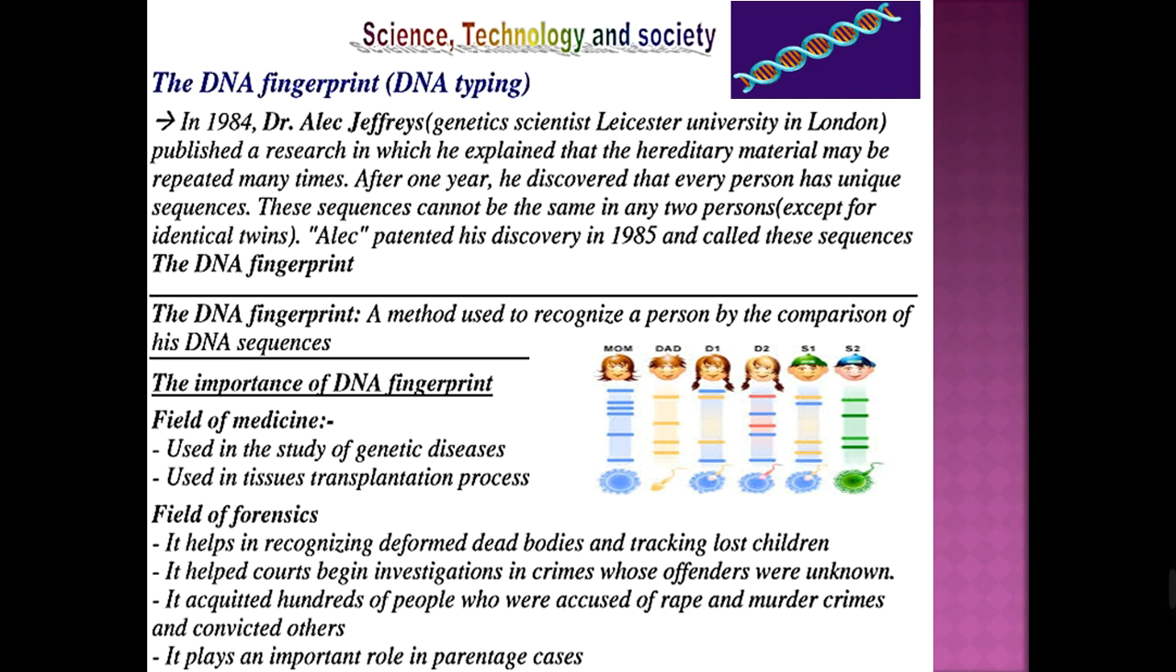What is the importance of DNA fingerprint? It's important in the field of medicine to study genetic disease. When we separate the segments of DNA, we can identify a certain gene which is responsible for a certain disease, and it is used in the tissue transplantation process. When we decide to transfer a certain organ like a liver or a kidney to another person, some medical analysis is done to be sure of matching between the blood groups and matching between the DNA of the patient and of the donor.